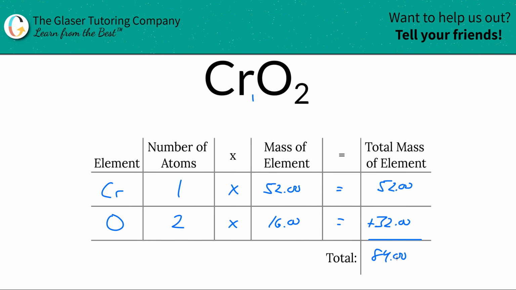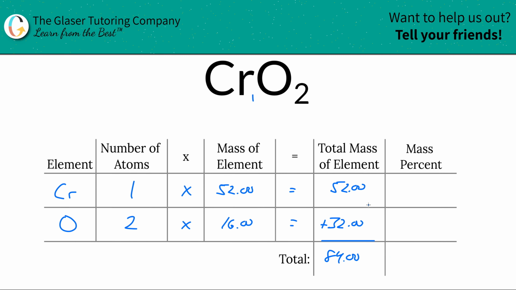So now to find the percent, it's simple. I'm going to add a column to the table. To find the mass percent of, let's say, chromium, we need to take the total mass of that chromium, which is 52, and divide it by the total mass of the entire compound, which is 84. This is a simple percent calculation and multiply it by 100, meaning it's part over whole times 100.